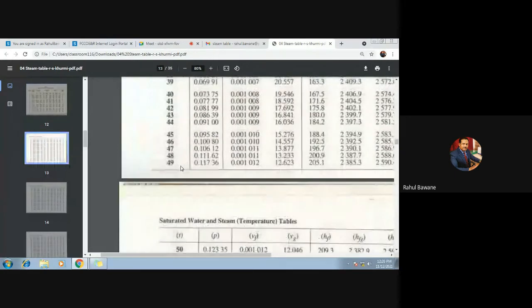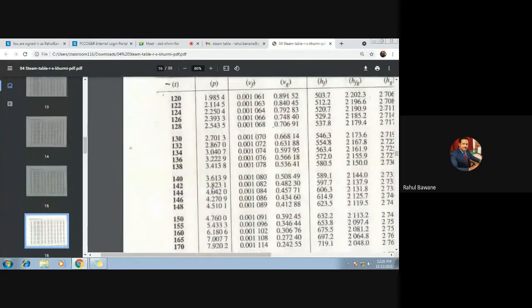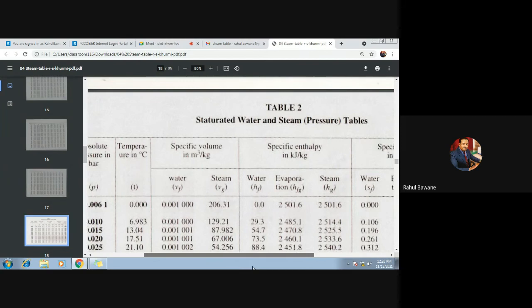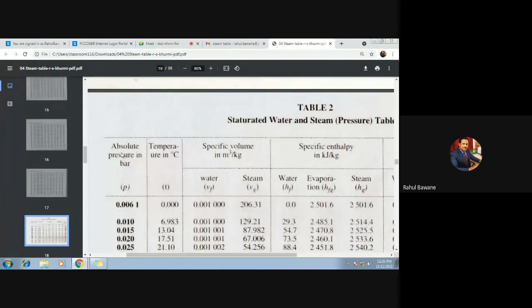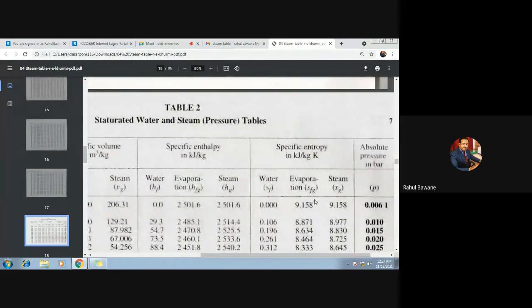In our numerical, a pressure of 2 megapascal is given. So we will refer to a second table, which gives the values on pressure. The first column is absolute pressure in bar. The steam table has pressure unit in bar, so we have to convert megapascal into bar. What are the different properties? According to this, whatever the respective pressure, the corresponding saturation temperature will be there, then specific volume Vf, Vg, enthalpy hf, hfg and hg, and entropy sf, sfg and sg.